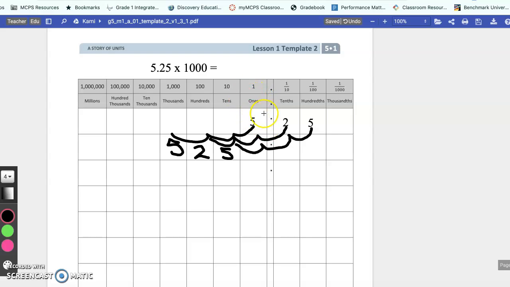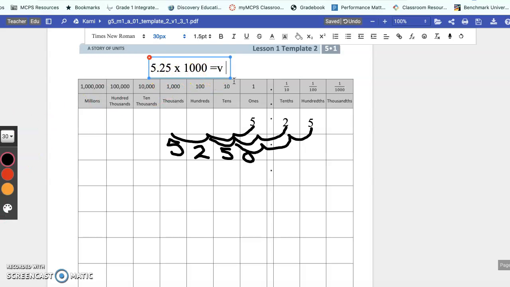I don't have any ones in my number, so I'm going to make sure I put a 0 here. My digit here is not 5 hundreds, it's 5 thousands. So I need to make sure that is shown when I write my number. That's why I need to make sure I put a 0 in the ones place to show that this digit, this 5, is 5 thousands. So 5 and 25/100ths times 1,000 is equal to 5,250.